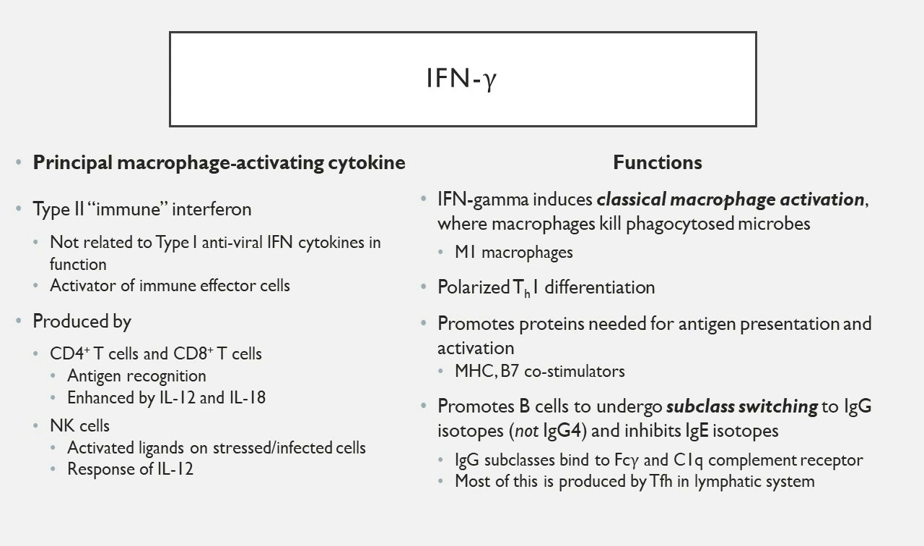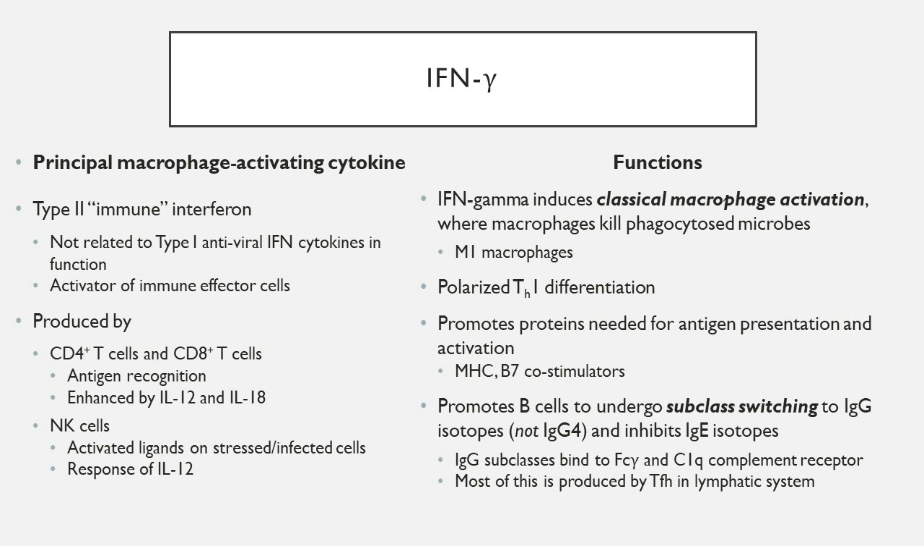It principally acts on immune effector cells like macrophages. IFN gamma is produced by both subsets, CD4 plus and CD8 plus cells, in response to antigen recognition. And this is also enhanced by the cytokines IL-12 and IL-18. So they help signal these particular cells to produce more IFN gamma to carry out their mediator functions. In the innate side, natural killer cells also produce IFN gamma, which is activated by ligands on stressed or infected cells, and also in response to IL-12. So we can start seeing the synergistic effect between IL-12 and IFN gamma.